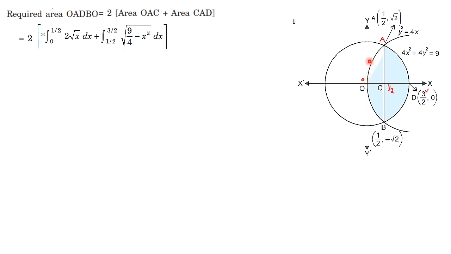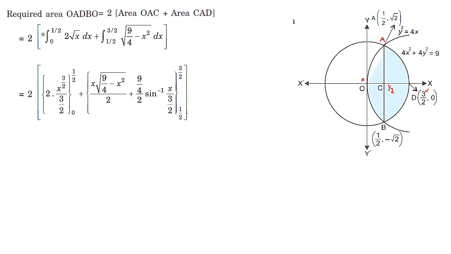So the area of this portion means the area under this curve. This curve, y square equal to 4x, is the curve, y equal to root of 4x. Previously we calculated in the previous slide, y is equal to 2 root x. Limit is from 0 to 1 by 2. Plus next is the area under this curve, this portion. This curve is a circle. In the previous slide we calculated the y value, that is root of 9 by 4 minus x square dx. Then the limit is from 1 by 2 to 3 by 2.